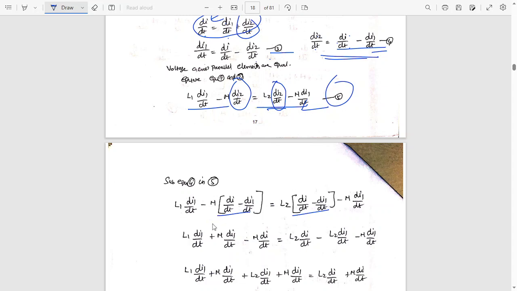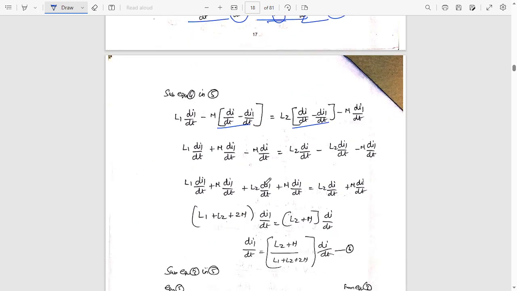I am going to take all the di1 by dt to one side and all the di by dt to the other side. By rearranging, I am going to get all the di1 by dt on the left hand side. So L1 di1 by dt, M di1 by dt, plus L2 di1 by dt plus M di1 by dt equal to, all the di by dt on the right hand side. Whatever equation we got here, I am just rearranging by placing all the di1 by dt on the left and all the di by dt on the right.